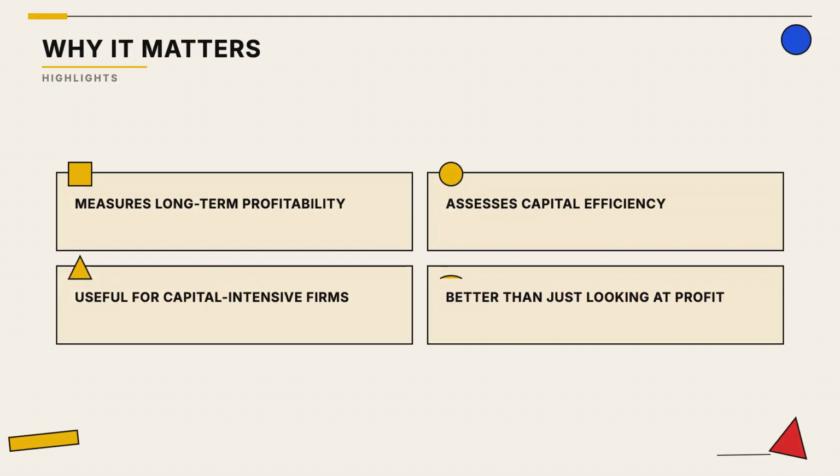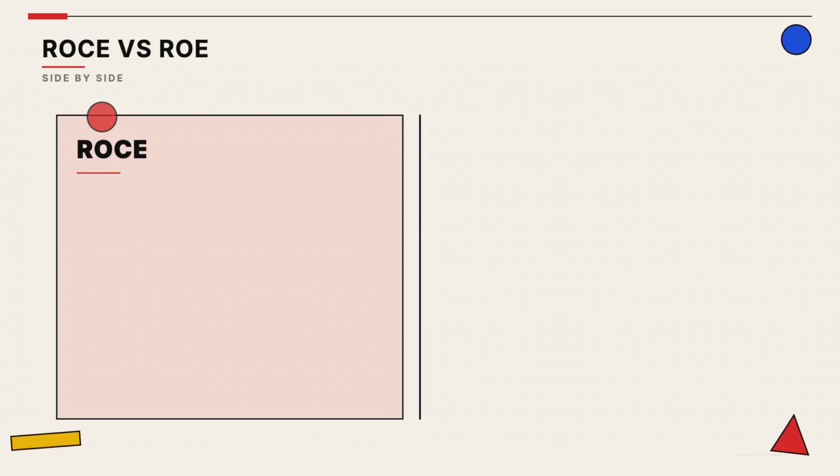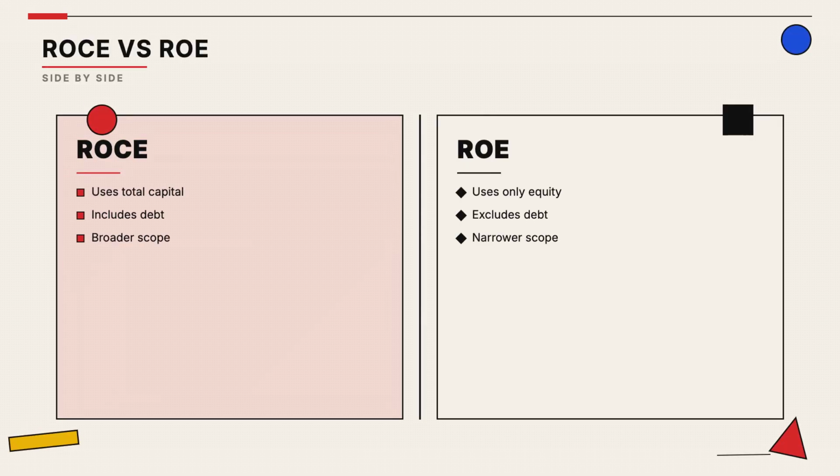Investors use this to compare companies in asset-heavy industries like manufacturing or utilities, where managing large infrastructure is the primary business. While return on equity only looks at what shareholders put in, ROCE includes debt, giving a view of how the entire capital structure performs.